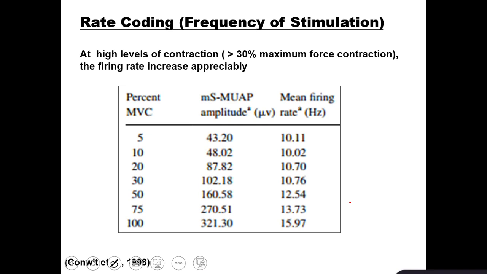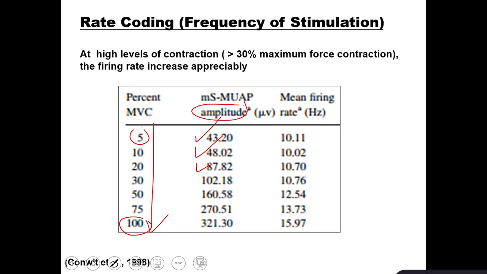Okay, so now as we increase our muscle force, we recruit more motor units. So here in this table, the amplitude means motor unit recruitment. And as you increase the force of contraction from 5% of your maximum force up to 100%, you can see that the amplitude or the motor unit recruitment increases gradually.